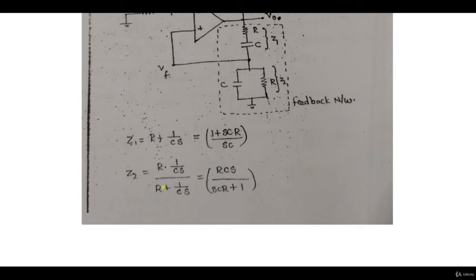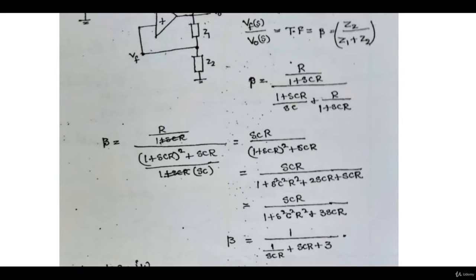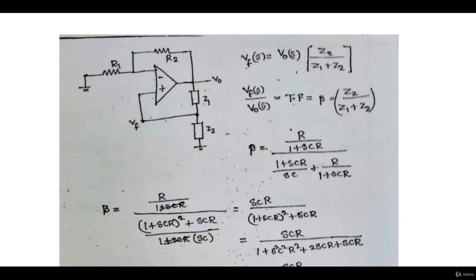Now you have Z1 and Z2, apply voltage division. Here you can see the voltage division has been applied. This is Z1, Z2. So Z2 divided by Z1 plus Z2 times V0 will give you the value of Vf. Vf divided by V0, which is the transfer function, which is beta, is Z2 divided by Z1 plus Z2. Z2 is R divided by 1 plus SCR. Z1 is 1 plus SCR divided by SC, plus R divided by 1 plus SCR, which is Z2 again.